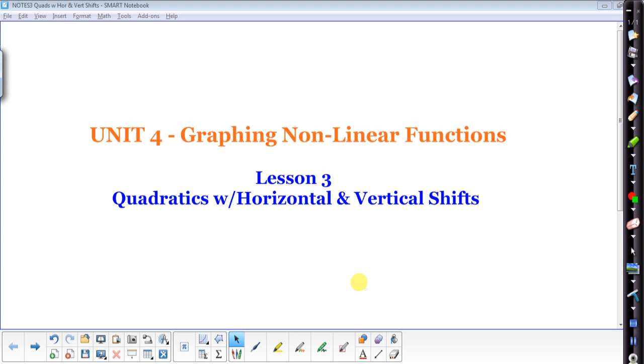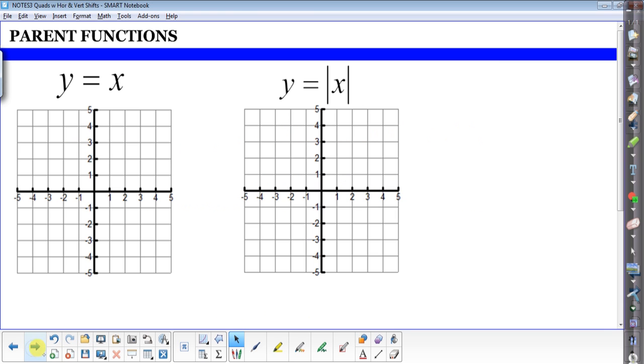Hello class, today we're going to be looking at graphing quadratics instead of absolute value. This time we'll be using a lot of the same rules that we used before though. Before we even get started with quadratics, I just want to review our parent functions, that way you do not forget, so go ahead and pause the video, see if you can graph these two, and then unpause it to see if you got it right.